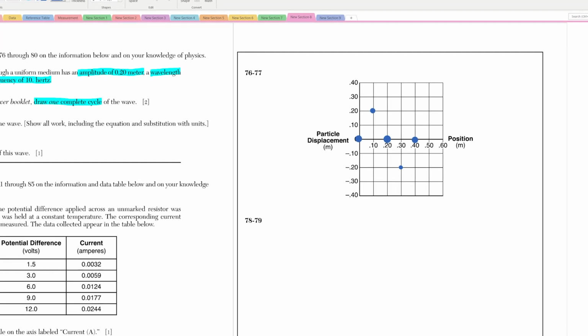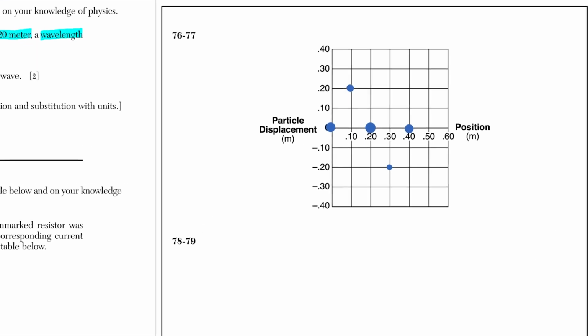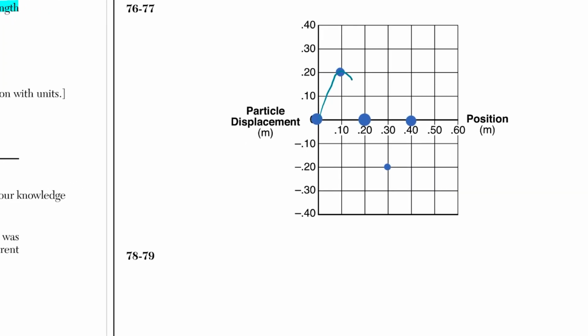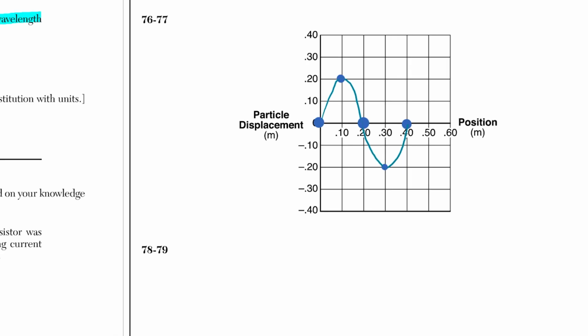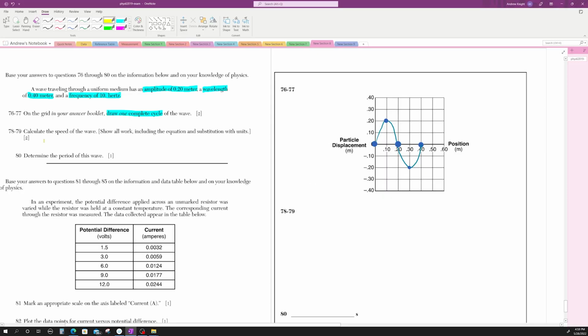If you connect those lines, you'll end up with a beautiful looking wave. Look at how nice this looks. That fits the amplitude of 0.2, and it fits a wavelength, or the length of one full wave, of 0.4. Question 78 to 79.